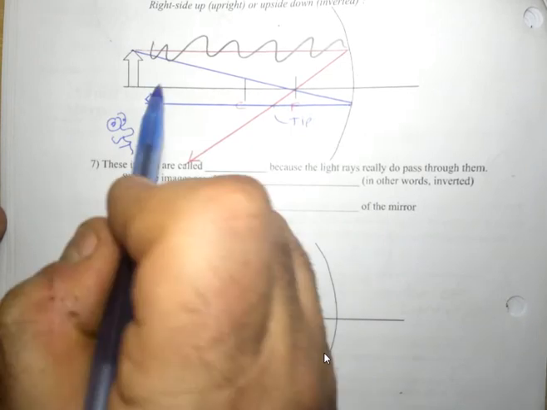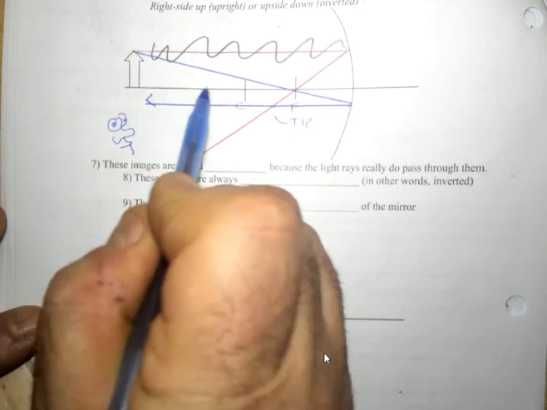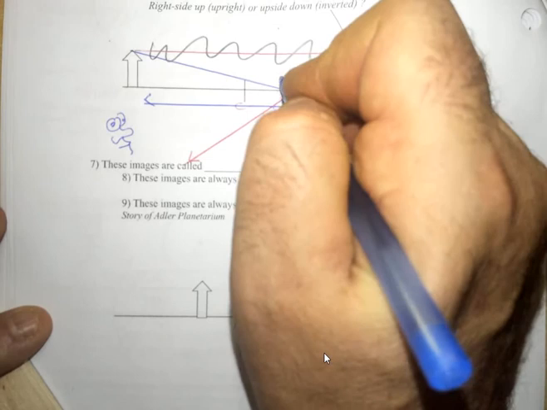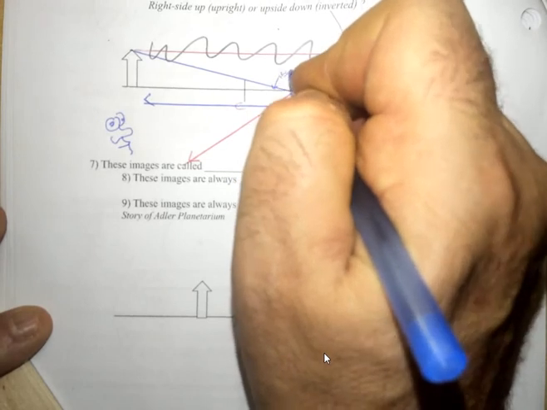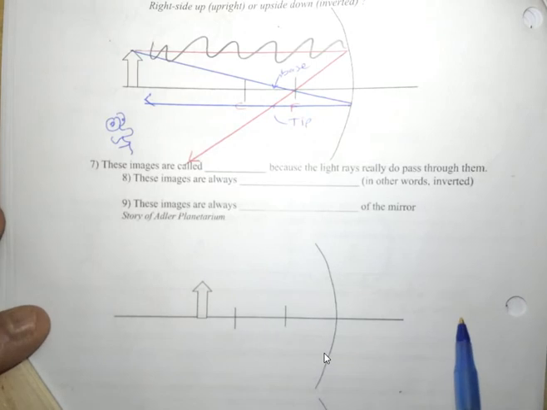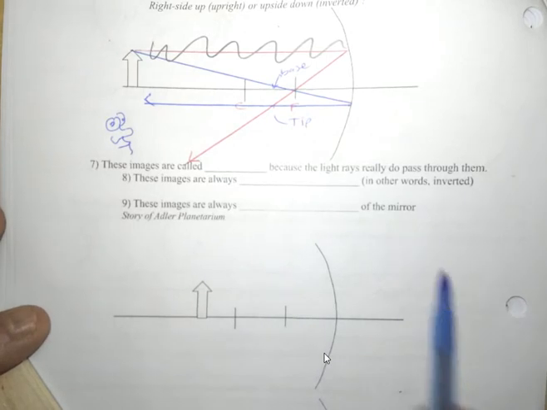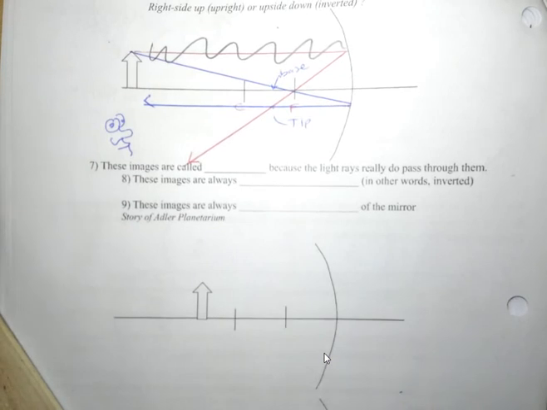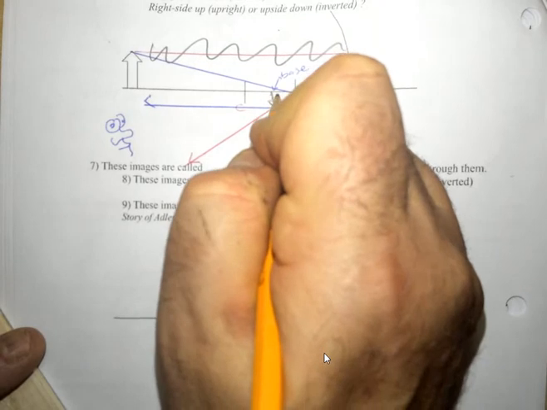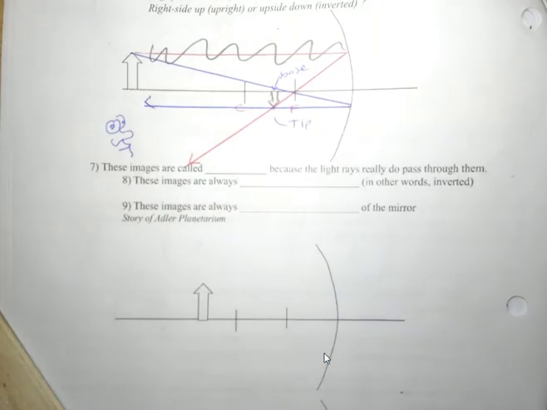Now, light from the base is just going to go down the axis and bounce straight back. So the image of the base is going to be on the axis itself. So I have the tip here, the base there. This arrow is going to be appearing to be upside down. There's your image.